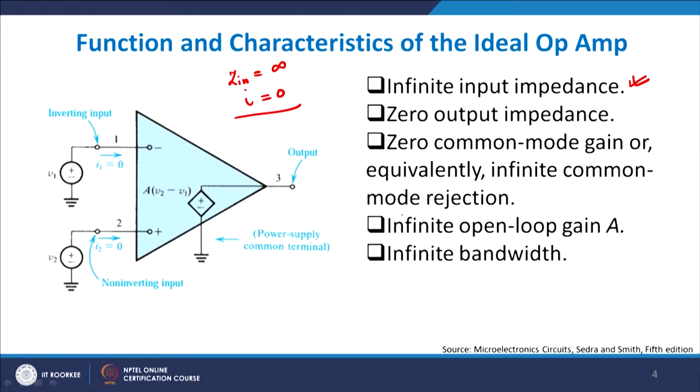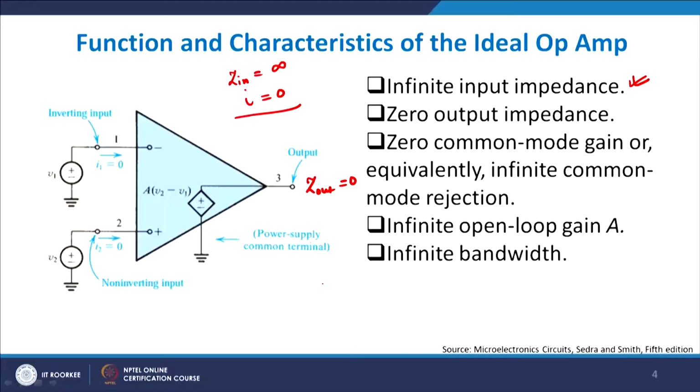whereas on the output side your Z out will be equal to 0 in an ideal case, which means that you can draw any current you want. Typically the voltage will remain fixed, or otherwise the current will remain fixed and you can vary any voltage you want, del VOT. So how do I define my Z out?